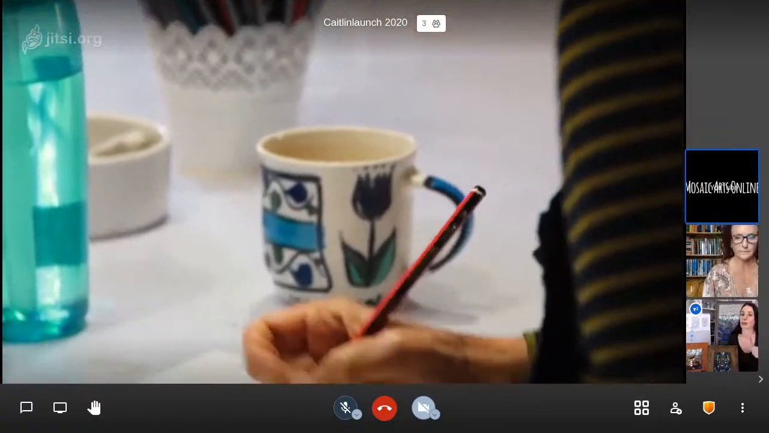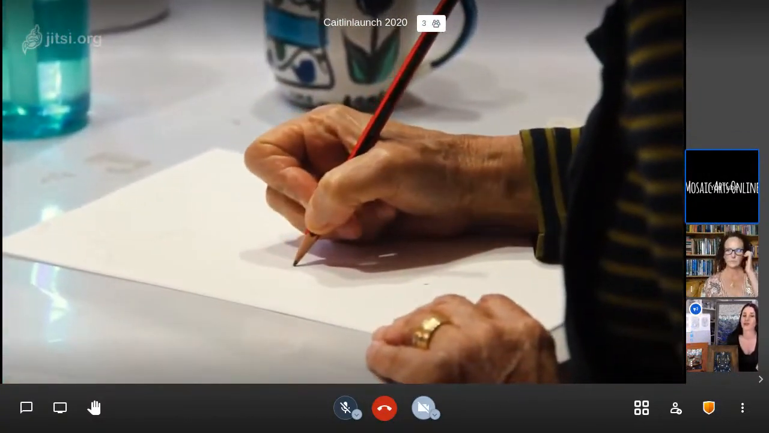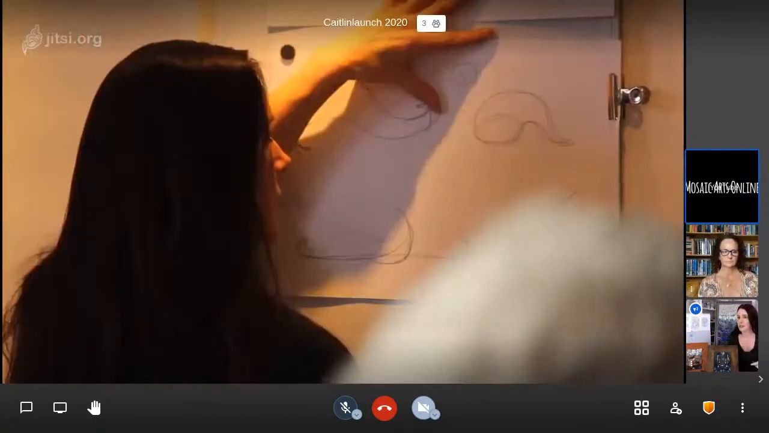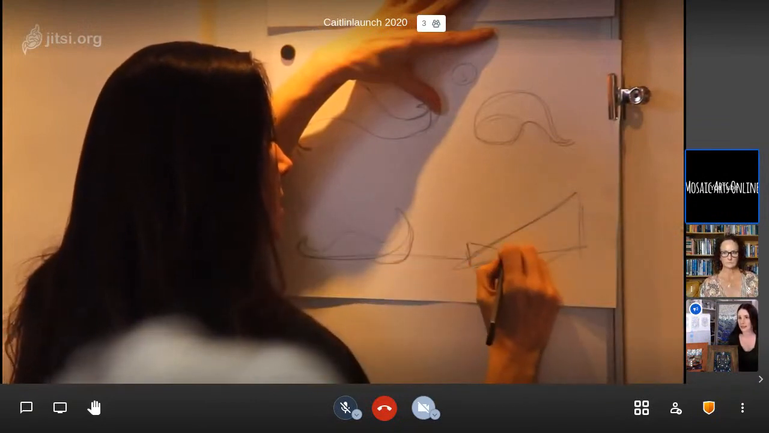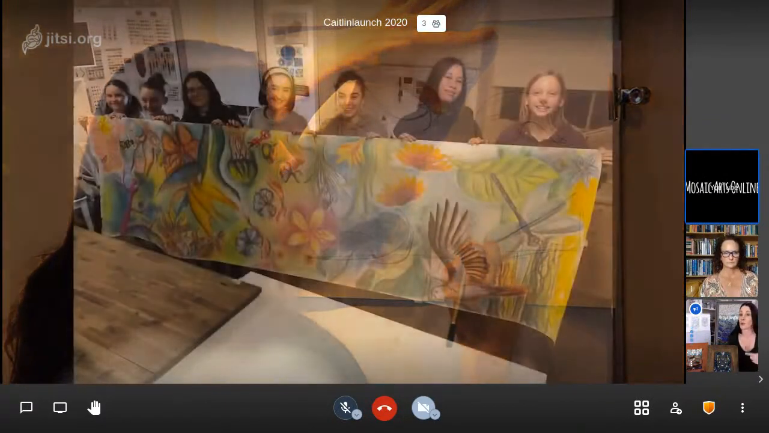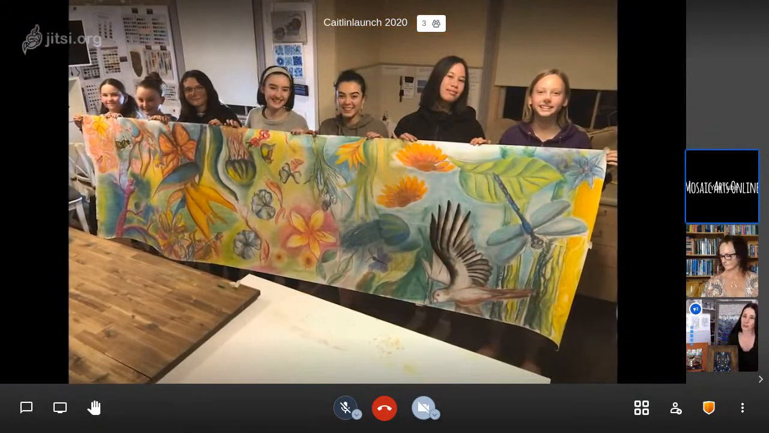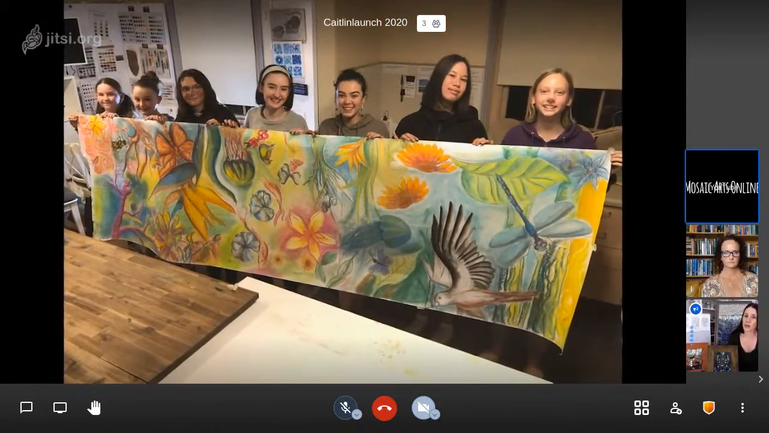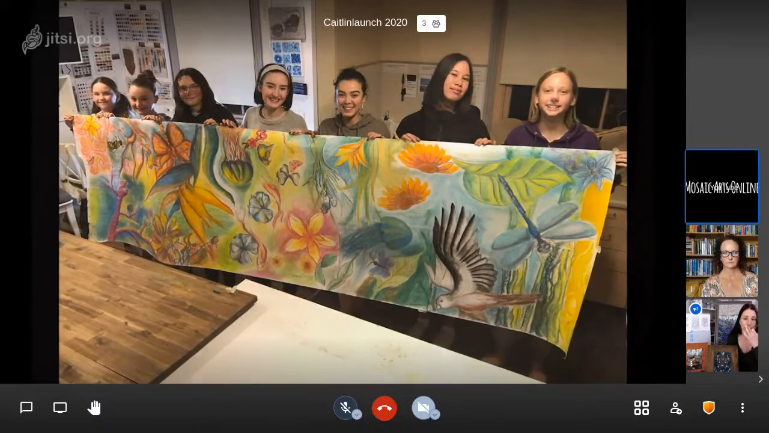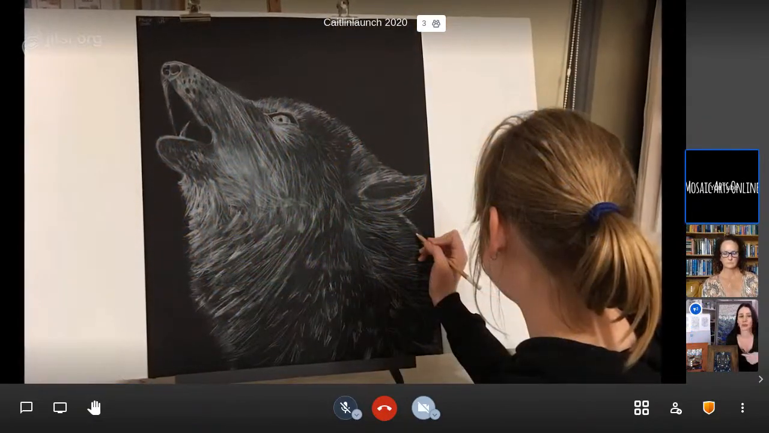They need to be exposed to lots of different art forms. So we try to do pastels and printmaking and painting and sculpture and watercolor painting, and really try to broaden their knowledge. This is one of my collaborative drawings. I get them to work together. We do a lot of these.